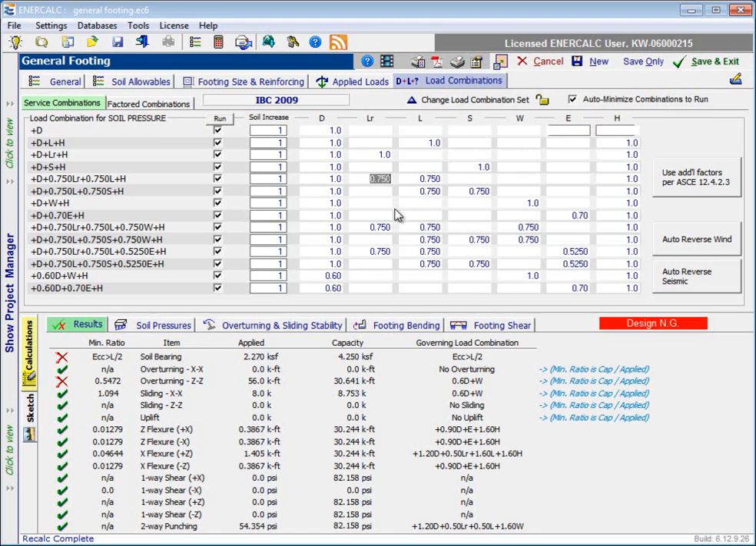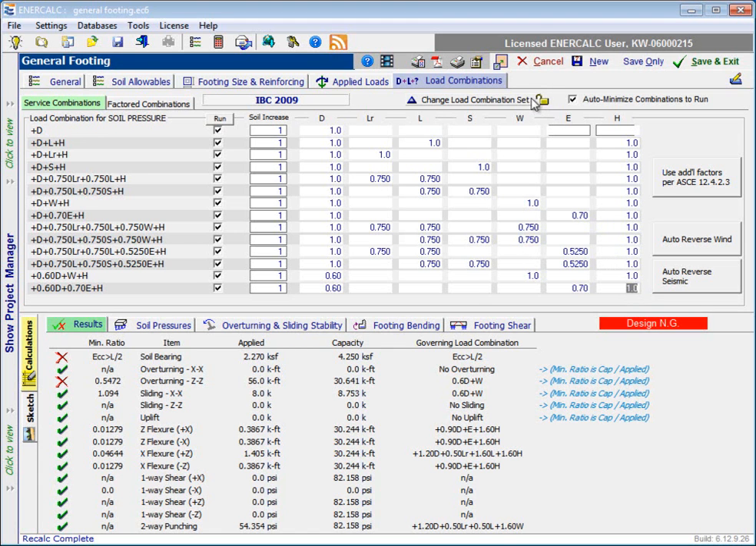And now you can come in and you can highlight these values and overwrite them with whatever value you see fit. So if you have a specific need to do something on a calculation basis, you can bring about that change by just editing the values right here on this template.